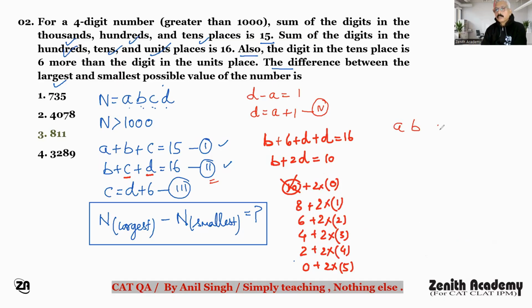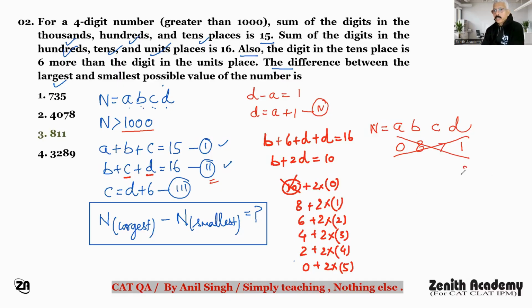A, B, C, D is a number. Let us take first D is 1. If D is 1, then C is D plus 6, so C must be 1 plus 6, which means 7. And D is 1, B is 8. And D is A plus 1, so A is going to be 0. So it is not possible. Why? Because the number must be greater than 1000. So this is not a possible and desirable case, because the number is greater than 1000.